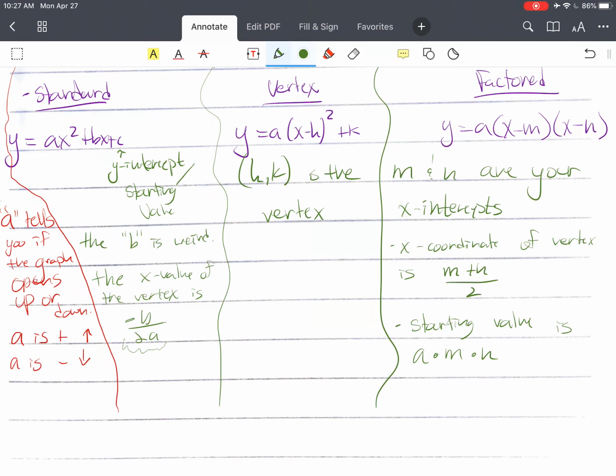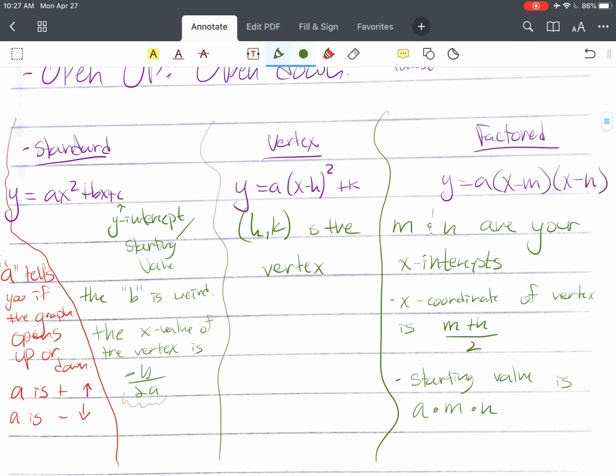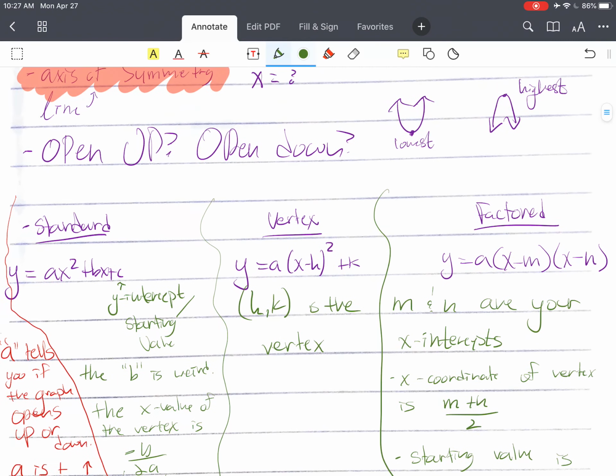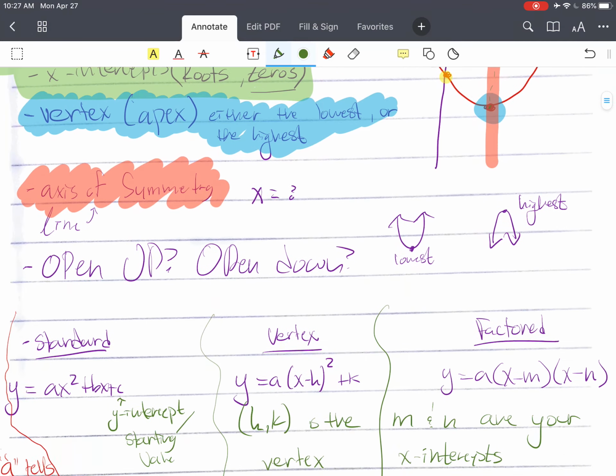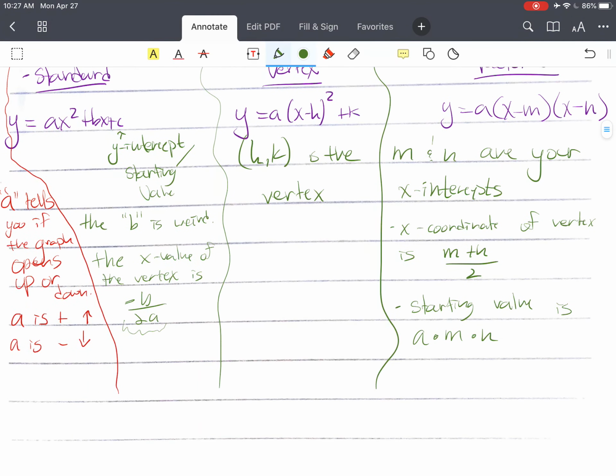So they're all quadratics, but whatever form it is, they each tell you different things about the quadratic, okay? The next couple of videos are not going to be as conceptual. This is pretty theory-based. In the next couple of videos, you're actually going to be doing math, okay?